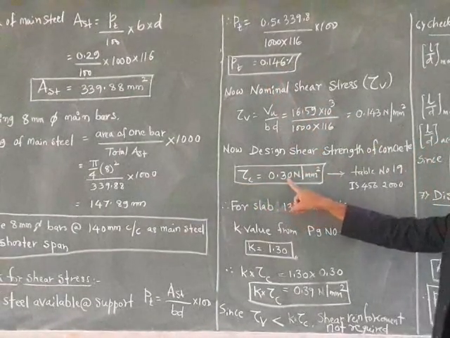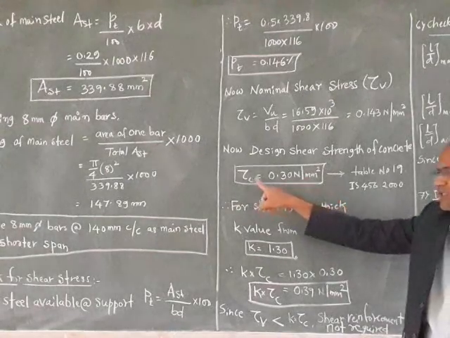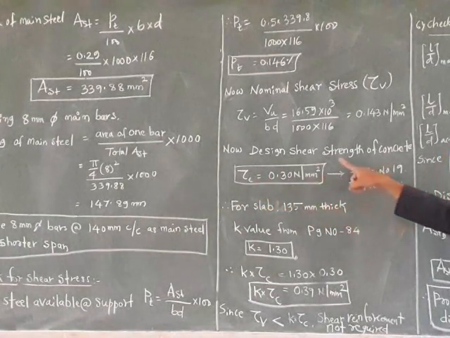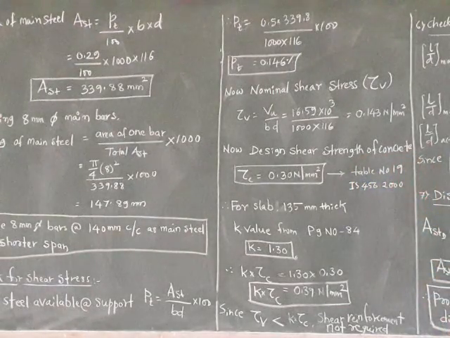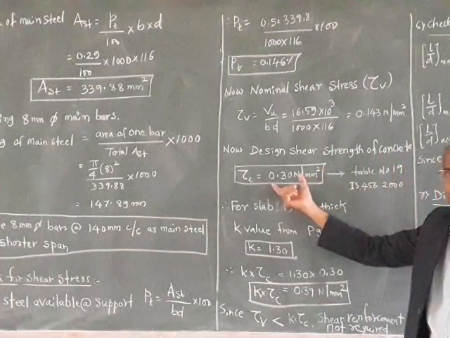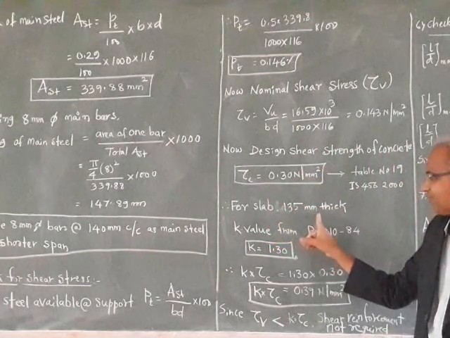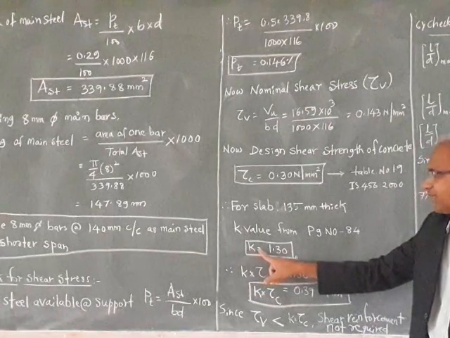So here in this case we are going to get 0.30 Newton per mm square for tau c, that is the maximum design shear strength of the concrete. Now in slab this tau c should be multiplied with K value. Okay, tau c value should be multiplied with K value.